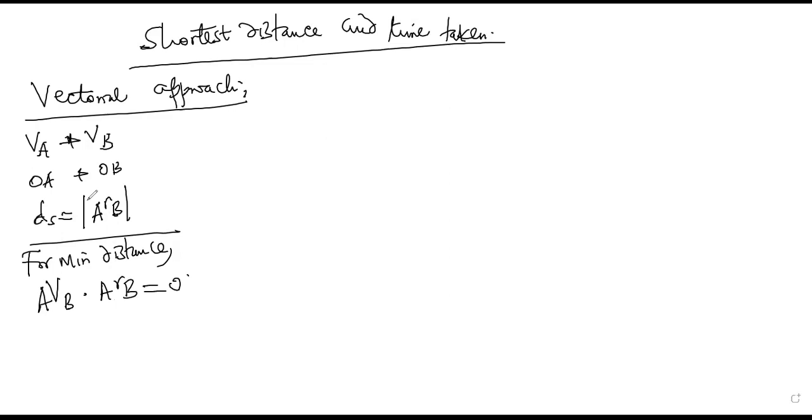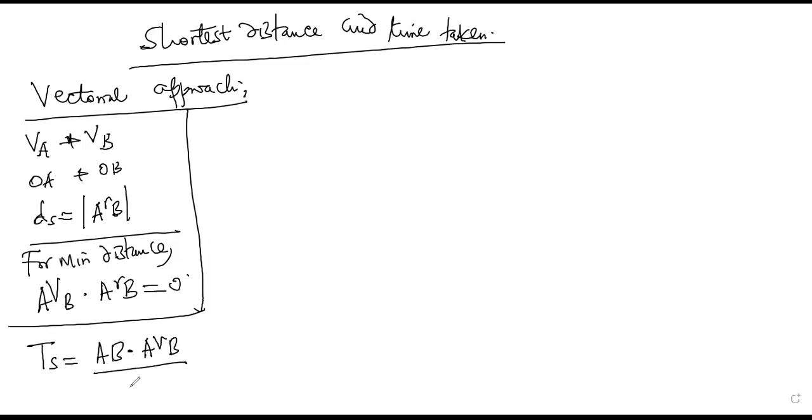This approach is the commonest, whereby you dot to get the time, then you substitute in ARB and you get your value. Alternatively, if we need the time taken, because we've said that this dot gives us time, the time taken for that minimum distance to be attained is called the time for the shortest distance, which can be obtained by ARB dot AVB, all over AVB squared.